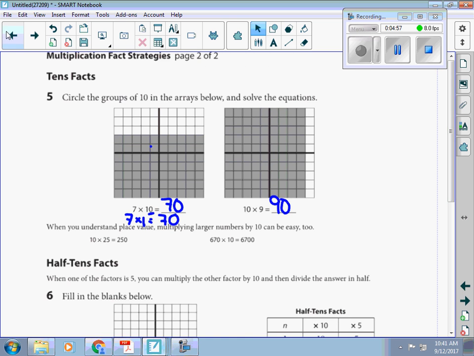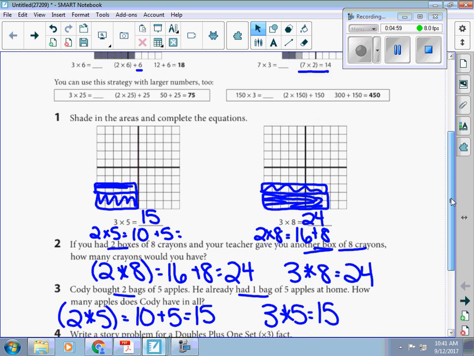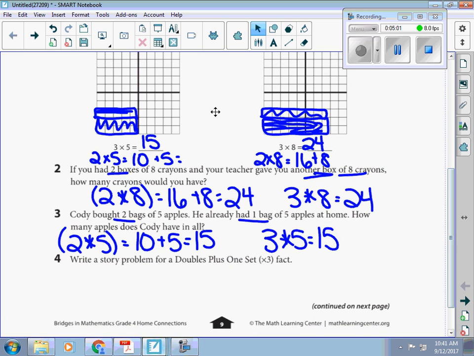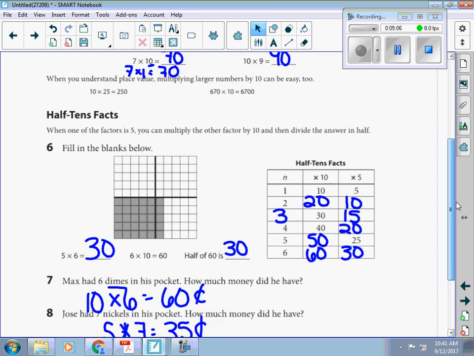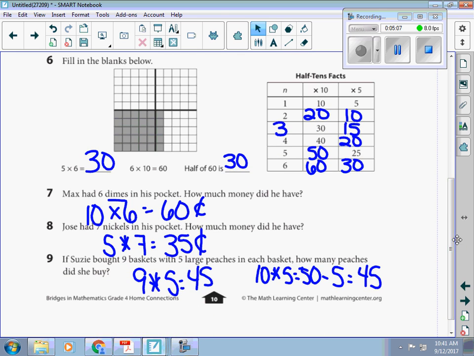So let's go through. Here is the front page, and then the back page. And that's it for our homework tonight.